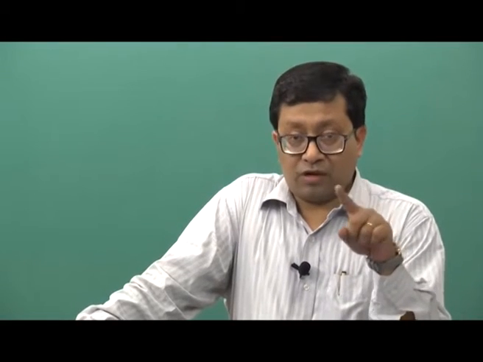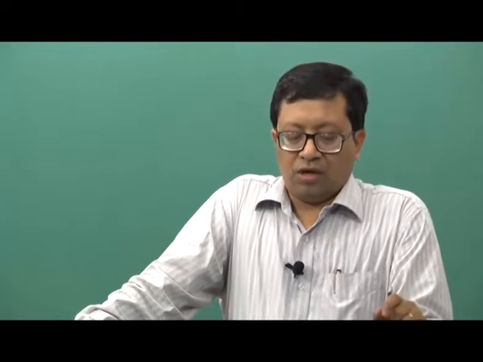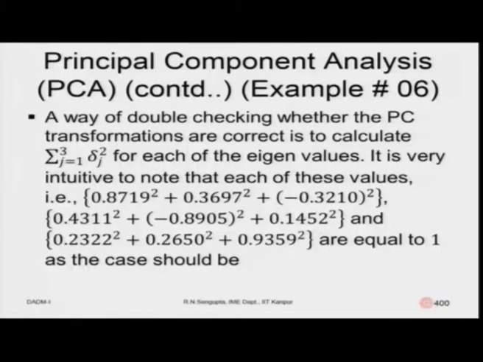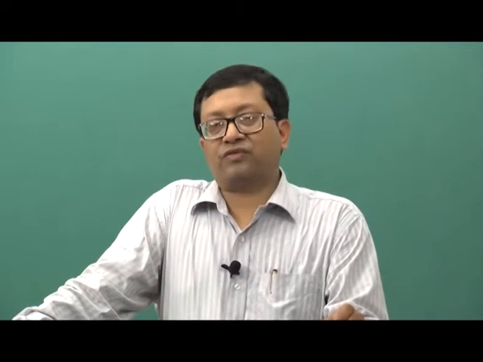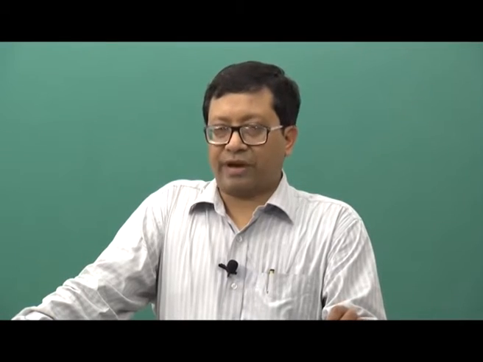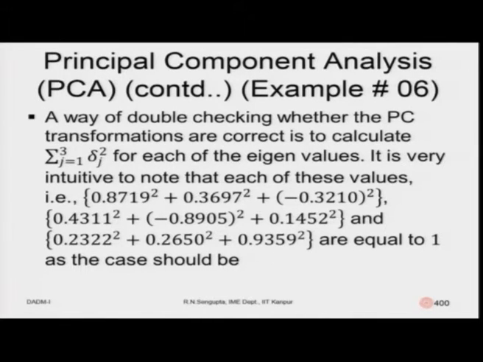Now, I want to double check. What I mentioned at the fag end of the last slides, I am going to verify all the important facts, so that will become clearer to you. A way of double checking whether the principal component method transformations are correct is to calculate the sum of the squares of delta 1, delta 2, delta 3, considering there are 3 random variables, for each of the eigenvalues which you have already found out. Those eigenvalues were lambda 1, lambda 2, lambda 3. It is very intuitive to note that each of these should add up to equal 1, because that was basically what we are doing.